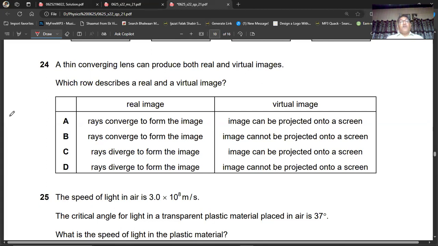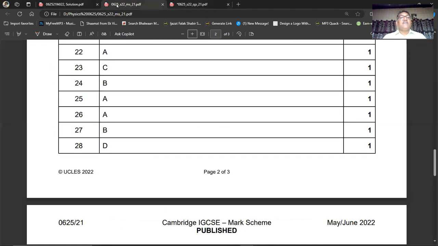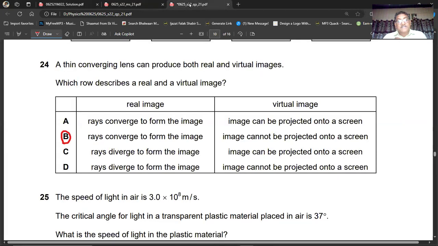Rays converge to form the image, that's the real image, and an image that cannot be projected on a screen, that's the definition of the virtual image. So I think the best answer is B choice. Question number 24, B is the right choice, sir.